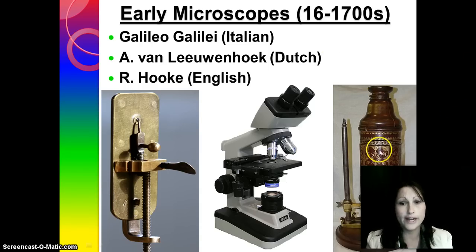If you look at the picture on the right here, this is Robert Hooke's early microscope. Over here is Leeuwenhoek's early microscope. And then compare those to what you see for a current compound light microscope. They look completely different. So we've obviously come a long way with technology.